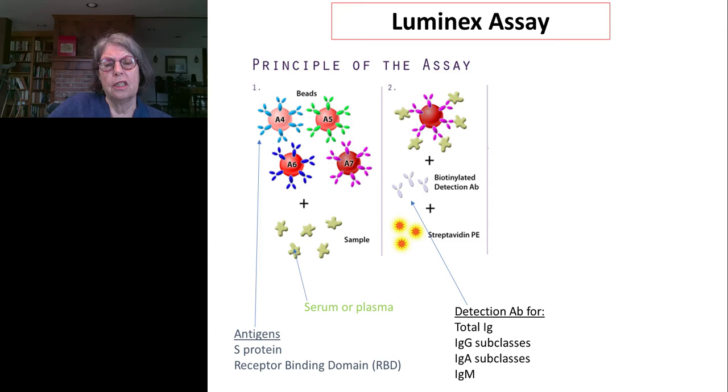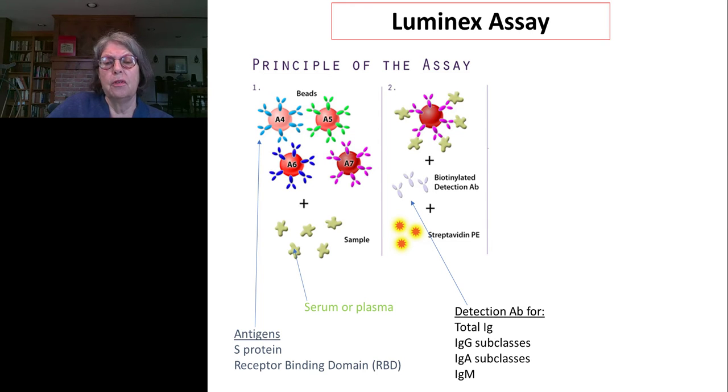If there are antibodies in the serum or plasma, it coats the bead. It binds to the coated bead. That's shown in the upper right here. So you have the antibodies bound to the antigen, bound to the bead. And then we use a biotinylated detection antibody, which we call a secondary antibody. In this case, it would be one of a number of different types of anti-immunoglobulins. So a secondary antibody that binds all immunoglobulins, or one, for instance, that only binds to IgM or only binds to IgA, et cetera. And we'll go through that in a minute.